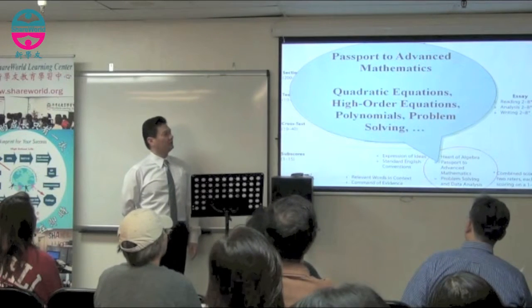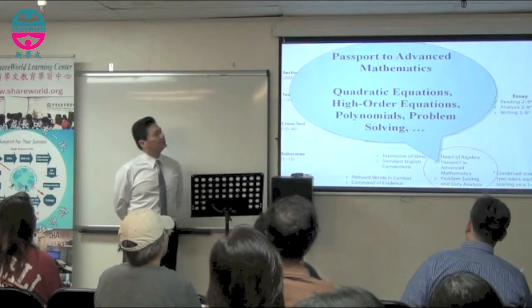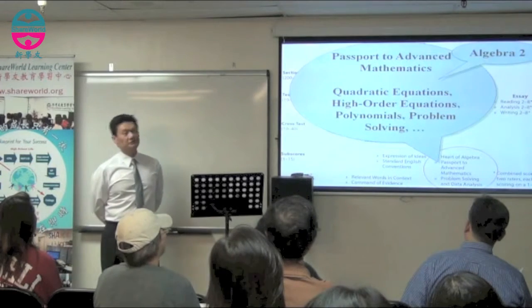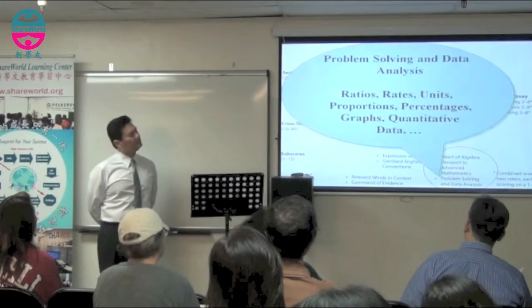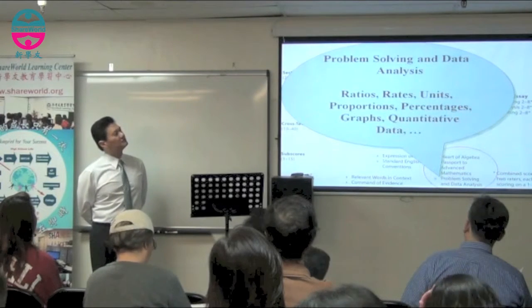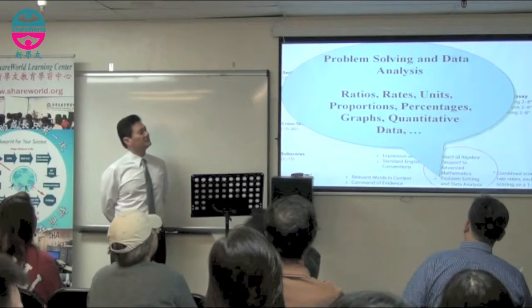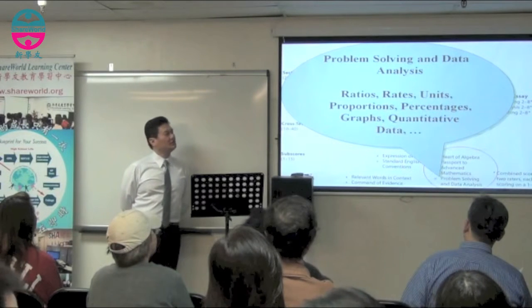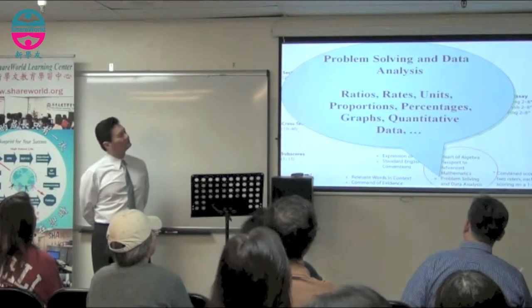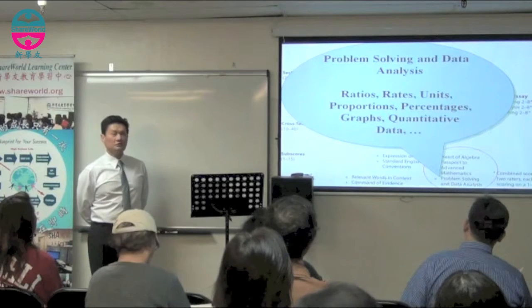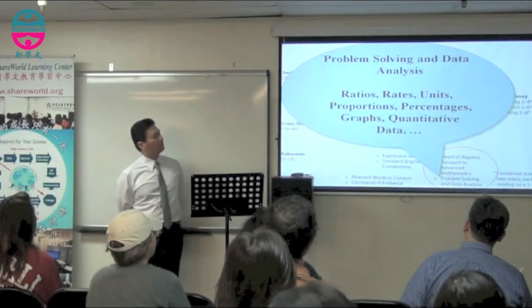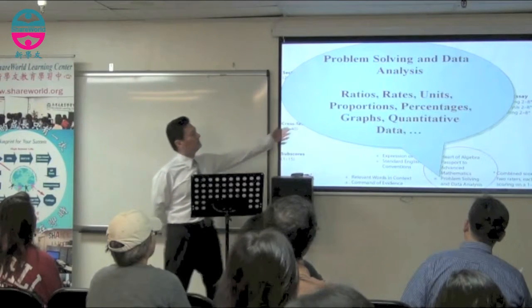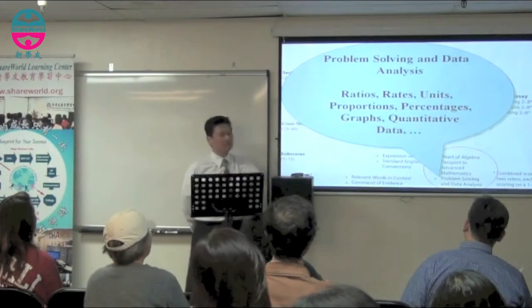I don't know where the advanced come from, right? But anyway, it still falls into the Algebra 2 category. All right? Let's see. The third one, problem solving and data analysis. This is a little bit trickier, right? But anyway, they handle ratio, rates, units, proportion, percentage, and so on. Most importantly, graphs and quantitative data.